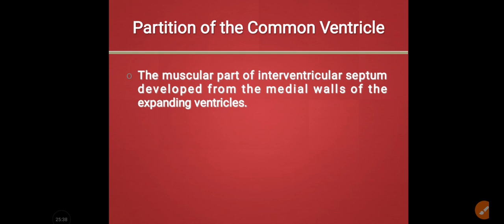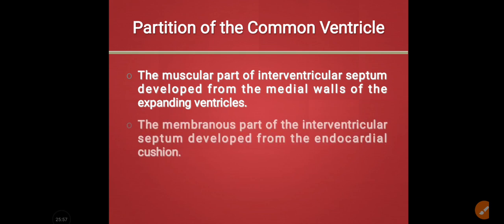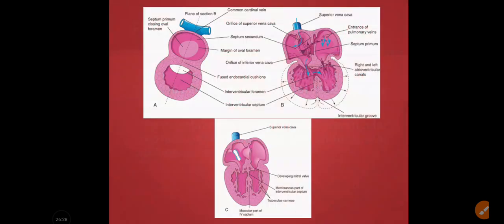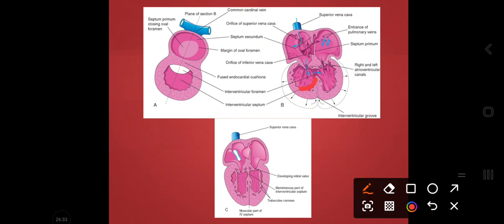The medial wall of the right and left ventricle sends septa to form the muscular part, while the endocardial cushion forms the membranous part. So the interventricular septum, as you know from gross anatomy, has two main parts, muscular part and membranous part. The muscular part develops from the medial wall of both ventricles, while the membranous part develops from the endocardial cushion. Here is the medial wall of both ventricles, which forms the muscular part, while the endocardial cushion forms the membranous part.